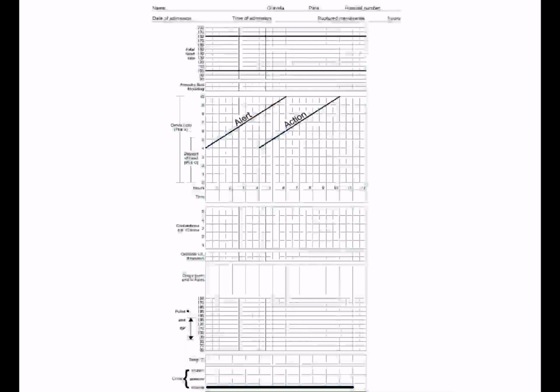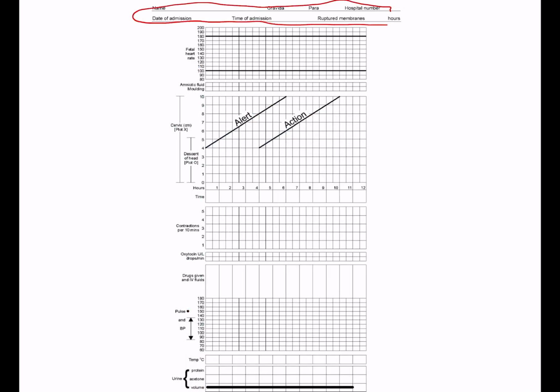So we can see at the top over here, it has basic general information about the patient, where the name of the patient will be recorded at the top. Similarly, you can see the gravida of the mother, that is the number of pregnancies, and the para, the number of live children after 28 weeks of gestation. Similarly we will have the hospital number, the date of admission, the time of admission, and also the time if the membrane ruptured before she arrived at the hospital.